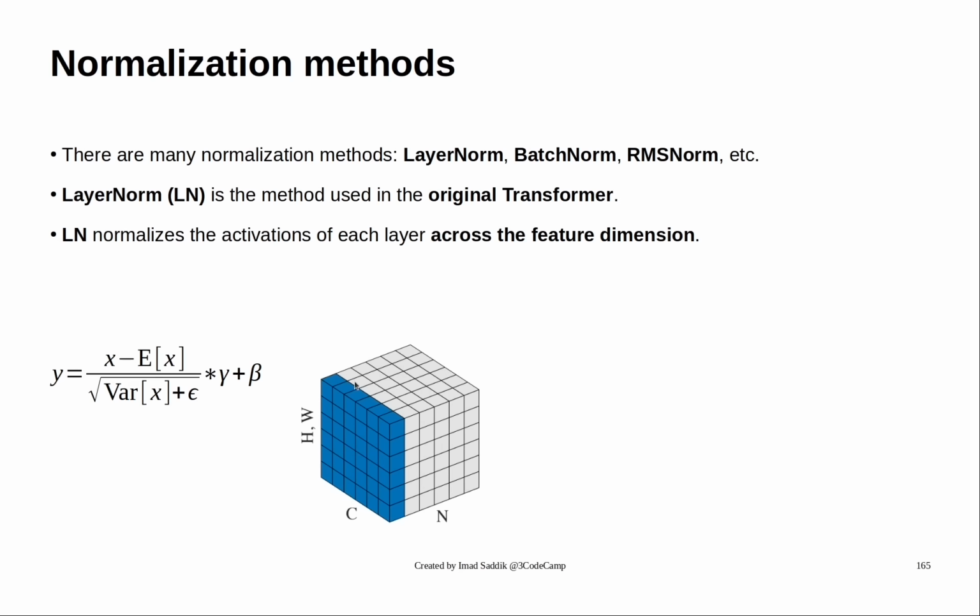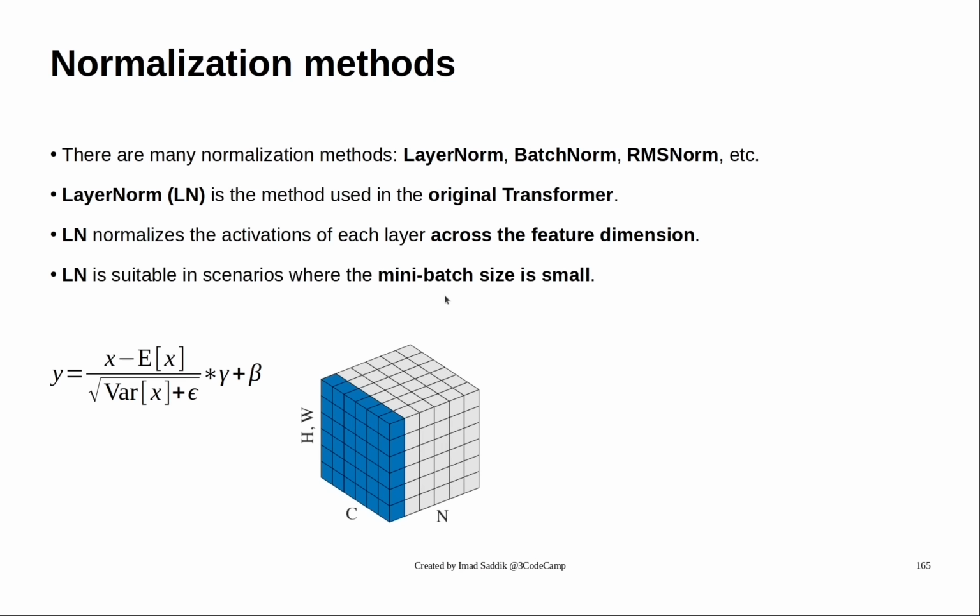Here we have a tensor where N is the batch dimension, C is the feature dimension, and we might have other dimensions. For example, if you are dealing with images, you might have the height and width. It depends on the data that you are working with. But you can see that here the normalization is done across the feature dimension. In this case, it's C.